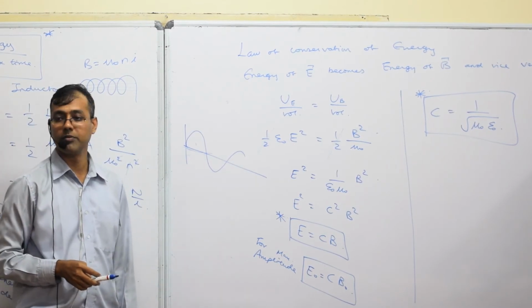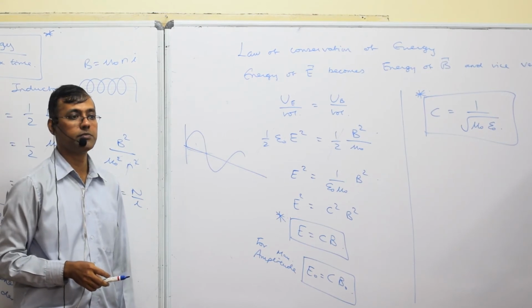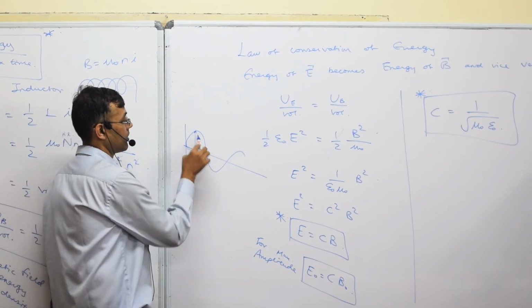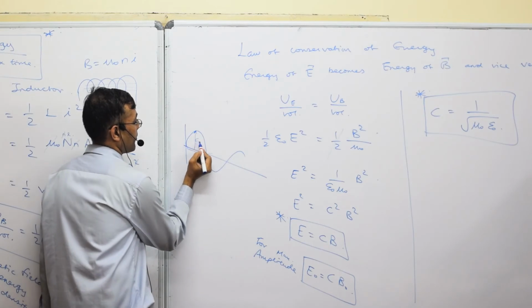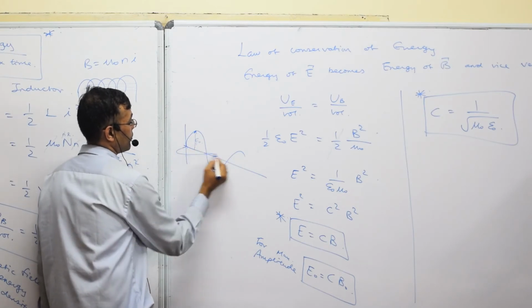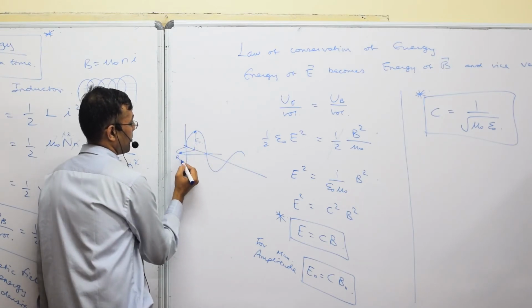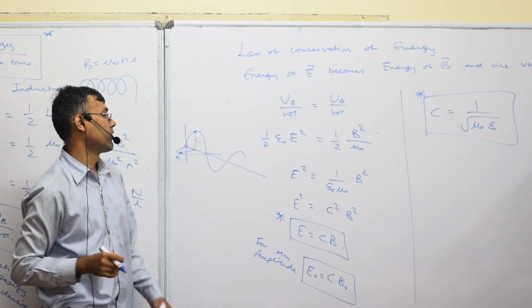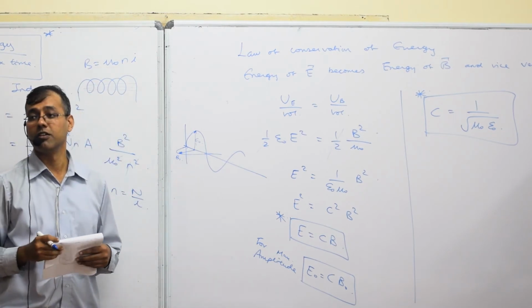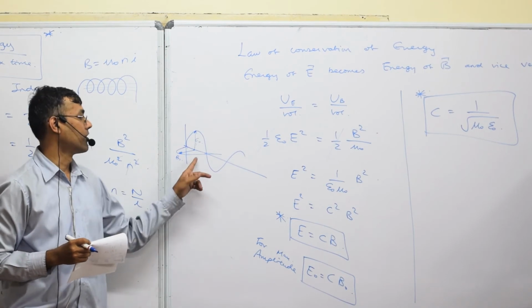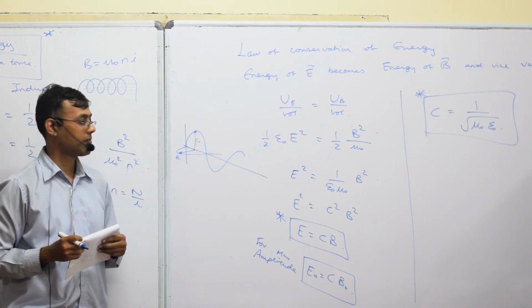You understand what I'm saying? We don't follow that scale. So the amplitude here is E naught. The amplitude here is B naught. But if I try to show it 3 into 10 power 8 times smaller than this, you are going to see nothing. Right? So you cannot see anything that small.